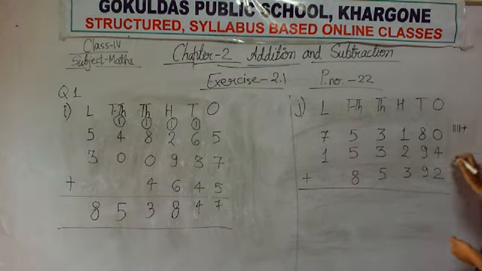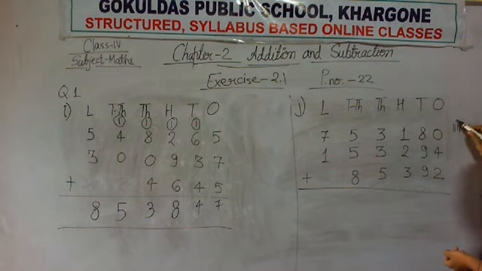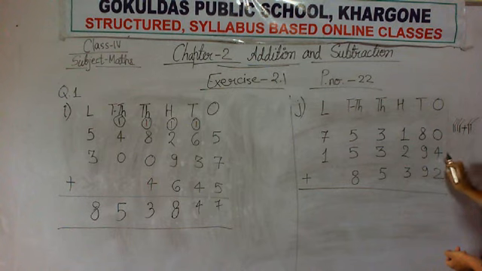4 sticks plus 2 is there, so you will draw 2 sticks. Now count 1, 2, 3, 4, 5 and 6. 4 plus 2 is 6. So you will write 6 in ones column.